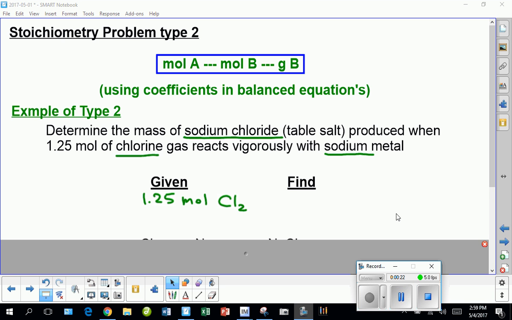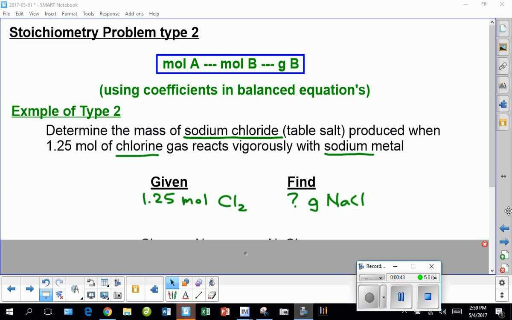The find here is what? What are we supposed to find? Mass. Oh, mass, not moles. Mass. How many grams of sodium chloride?